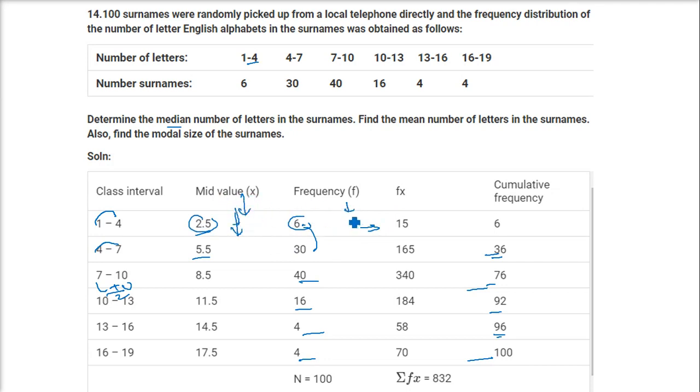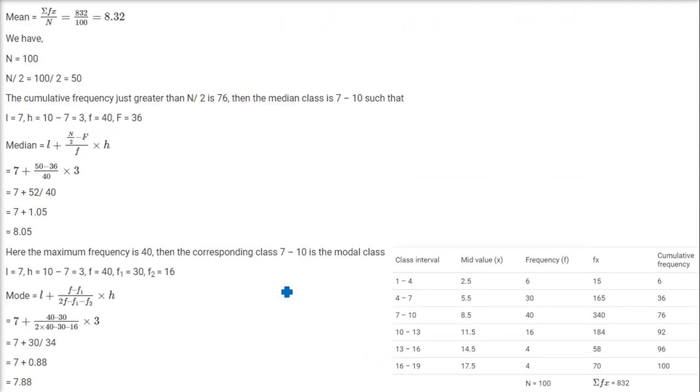In order to find that, we have to multiply this column with this column. So this is the fx column. We have multiplied corresponding elements of this column with this column. So when we add this, we get 832, which is the sigma fx, and sigma f or n is 100. Now divide 832 by 100, we get the mean. So this is the mean. 832 by 100, 8.32 is the mean.